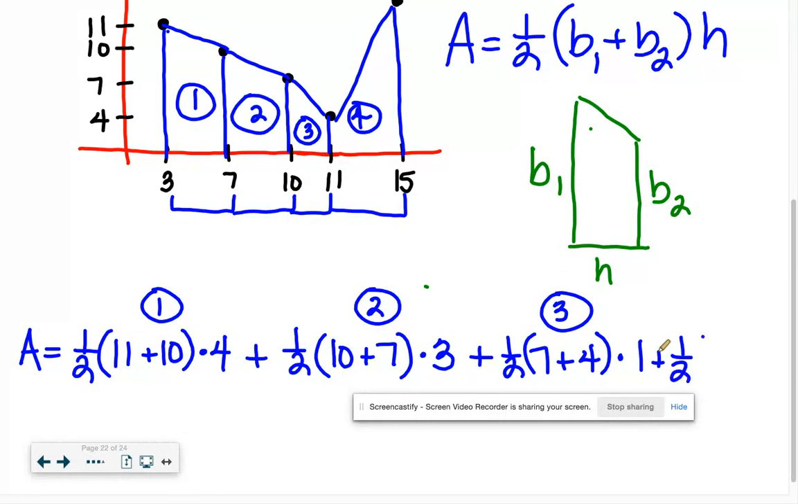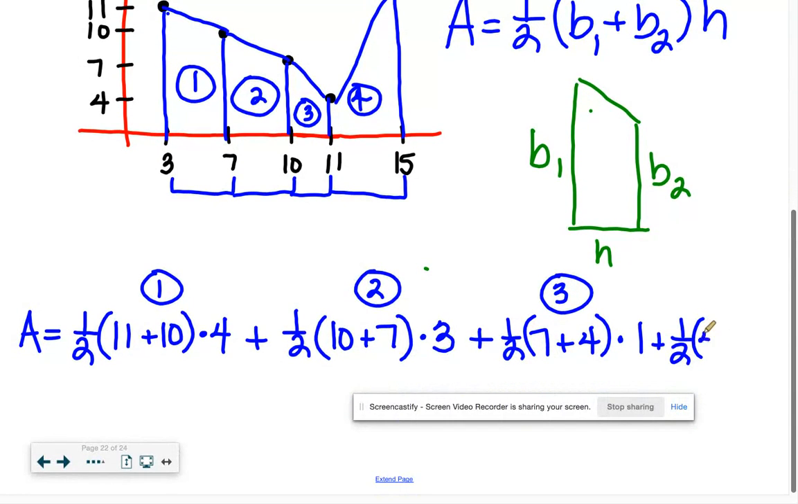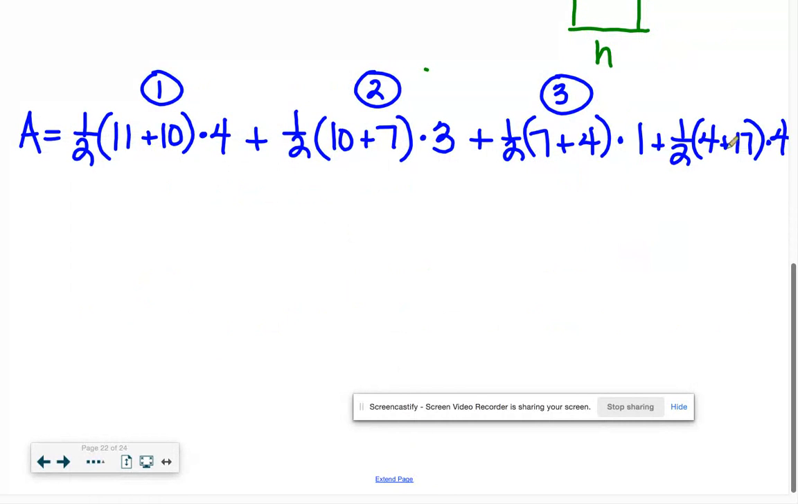And then my last one looks like it's going to be 4 for the left side. Or no, wait, what was that one? 17. That was 17. So 4 plus 17. And the width from 11 to 15 is 4 units. Okay? And I don't have a calculator with me, but essentially you are just going to go through very carefully using PEMDAS and add all this up.